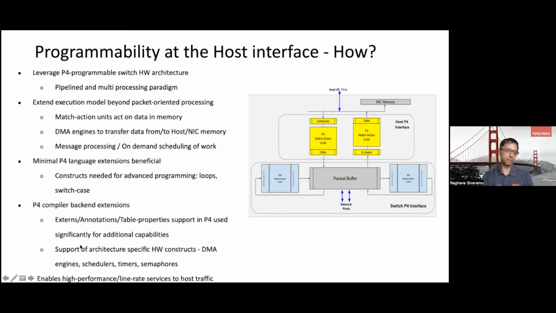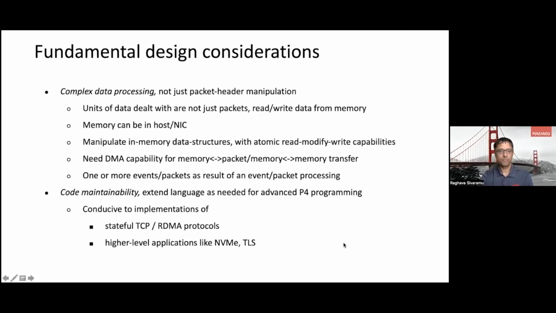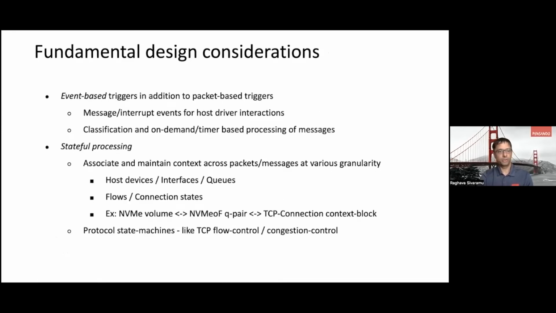So basically, the premise of this whole approach has been to enable or extend the line rate services that we do for networking traffic to the host applications, where you're able to do line rate at multiple 100 gigs, depending on the PCIe bandwidth. So what are some of the design considerations, or the basic considerations, that are needed to enable these services at the host interface?